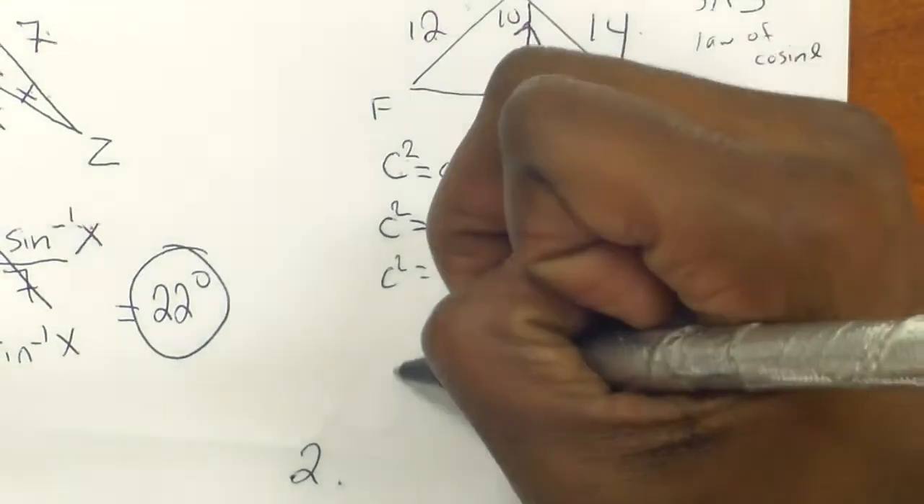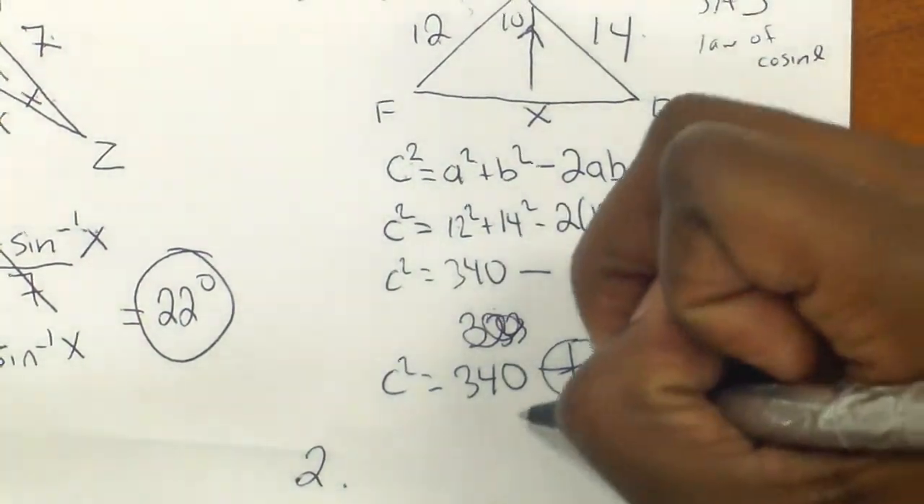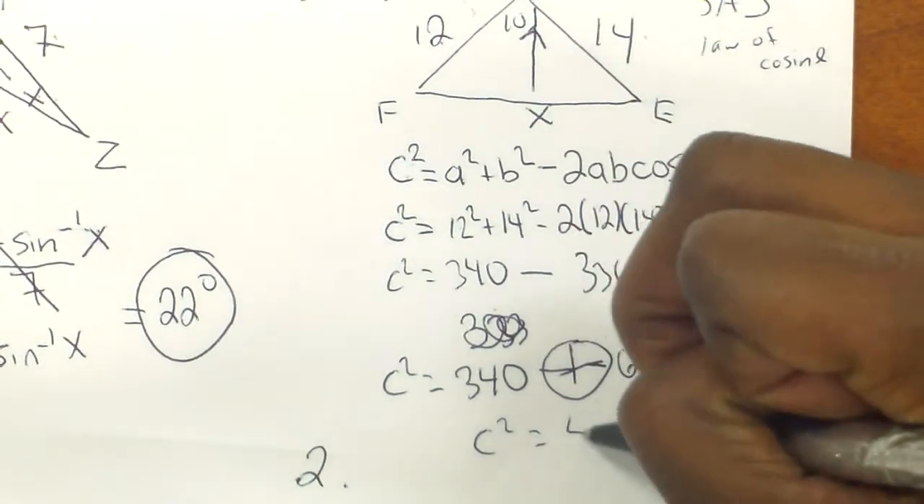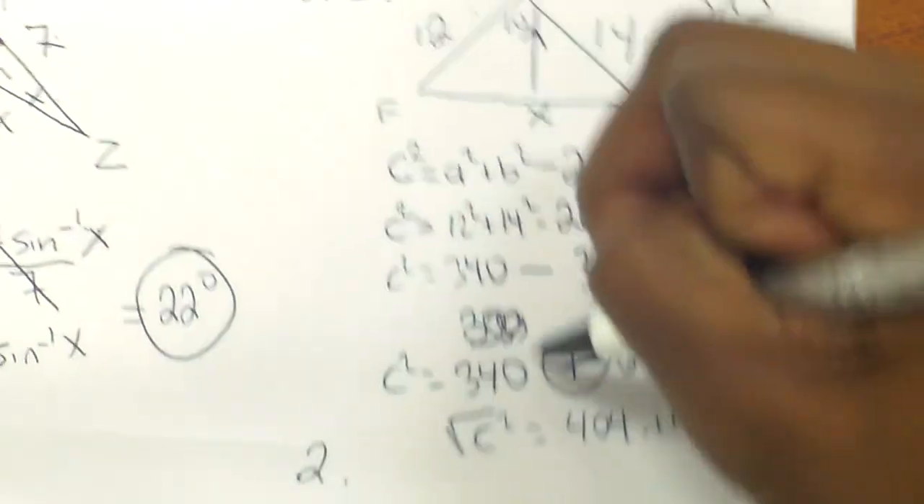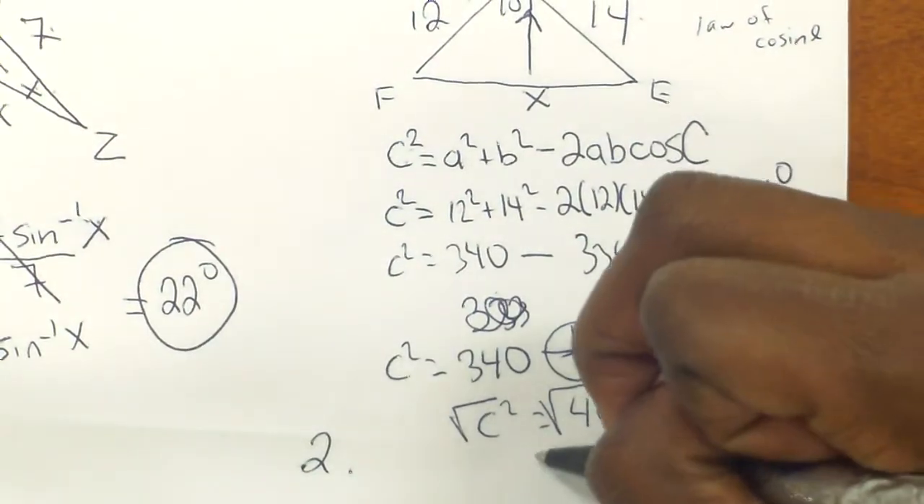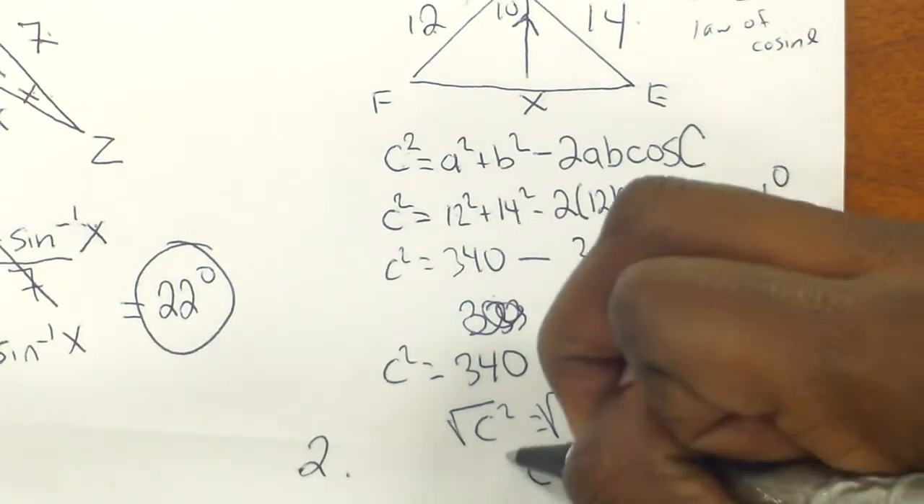Here we go. Okay, so C squared equals 340 plus that, and you should have got C squared equals 404.111, whatever. To get rid of C squared, we take the square root, and so your final answer is C is equal to 20.1.